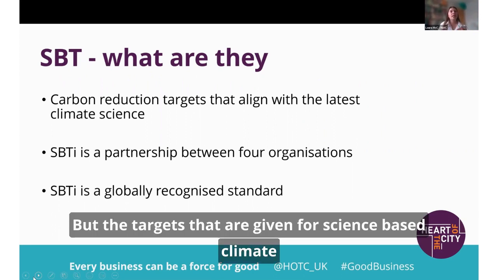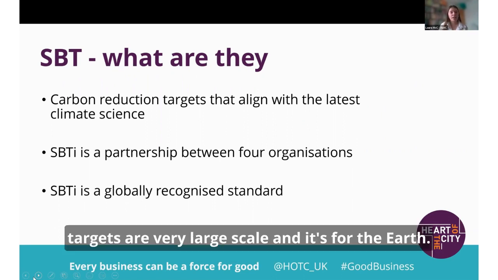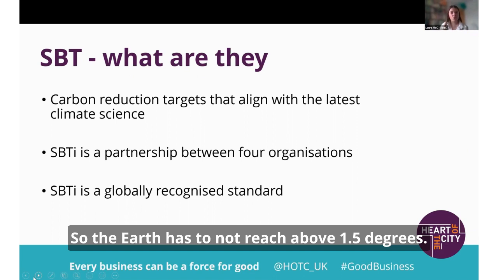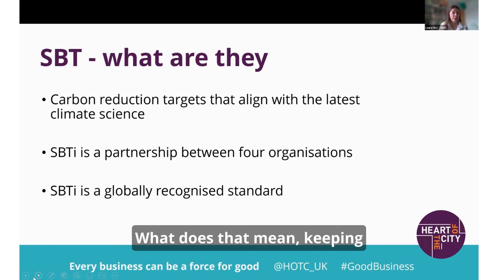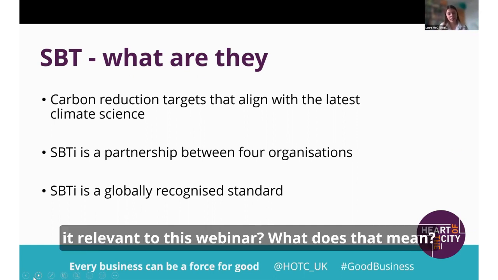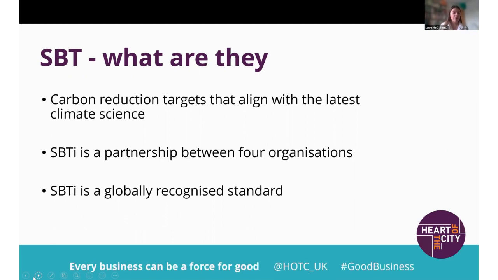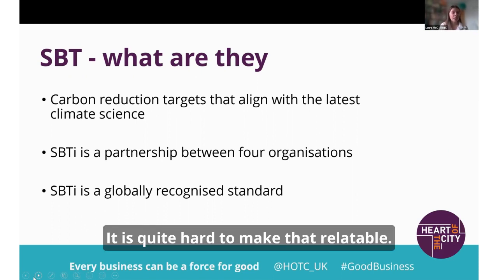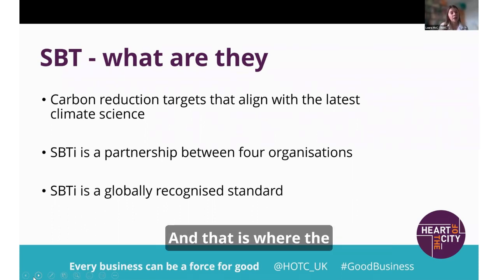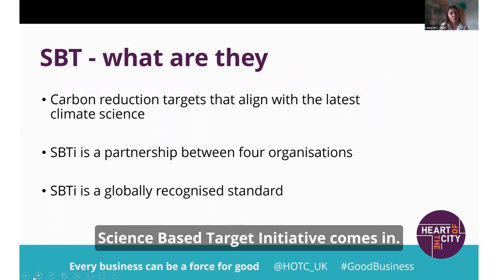But the targets given for science-based climate targets are very large scale, and it's for the Earth. So the Earth has to not reach above 1.5 degrees, and it's really hard to understand what that means. Keeping it relevant to this webinar, what does that mean for an SME sat in England? It is quite hard to make that relatable. And that is where the Science-Based Target Initiative comes in.